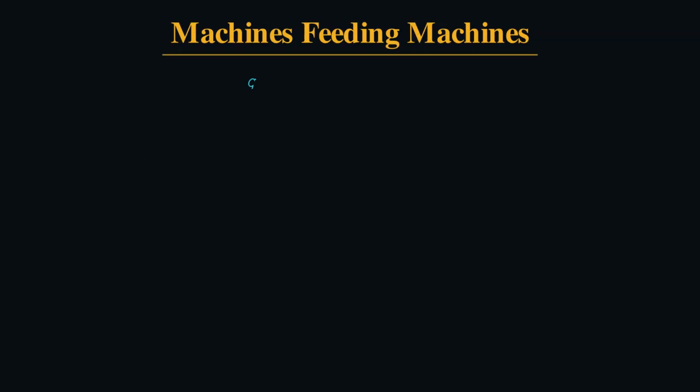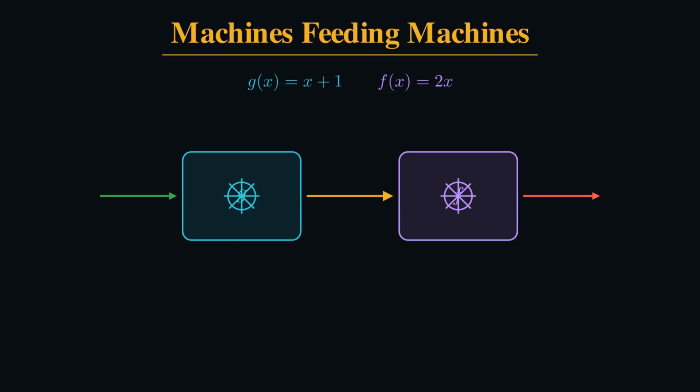Here is the idea that quietly runs every deep network. We can feed the output of one machine straight into another. Let G add 1, and let F double its input. Let us push the number 3 through. First G turns 3 into 4. That 4 flows into F, which doubles it to 8. So f of G of 3 equals 8. We just composed 2 functions into one bigger machine.